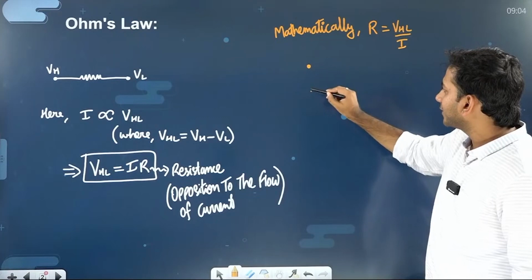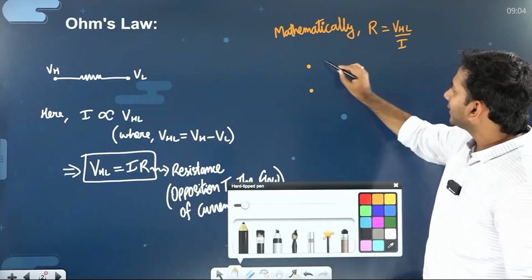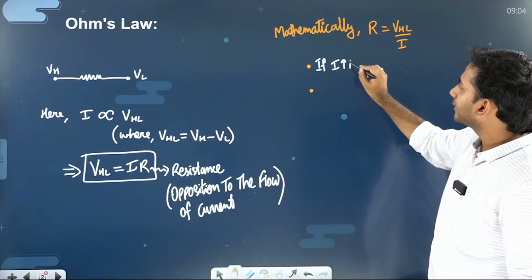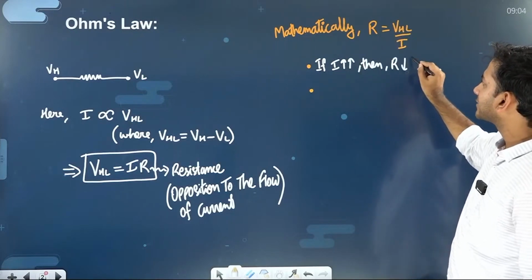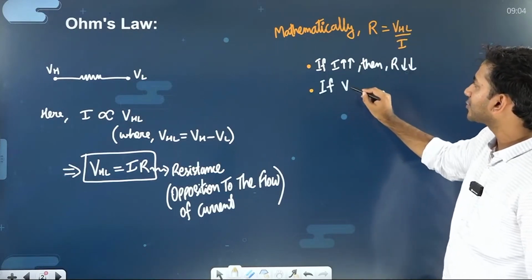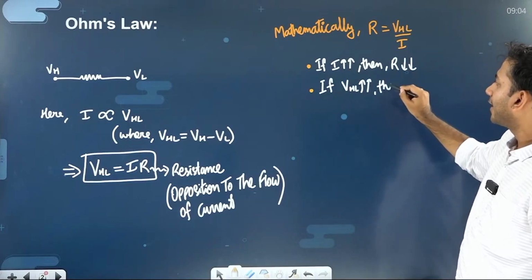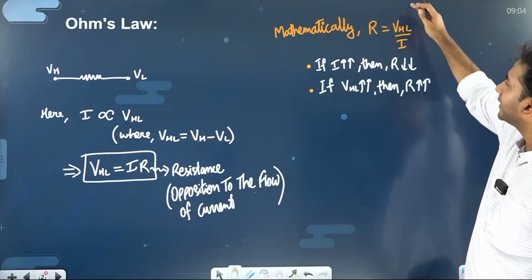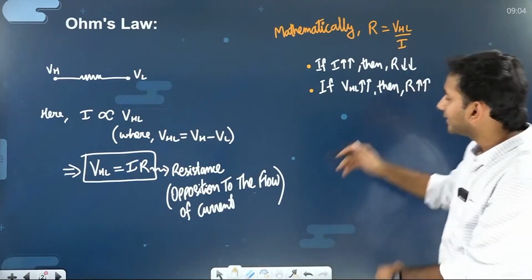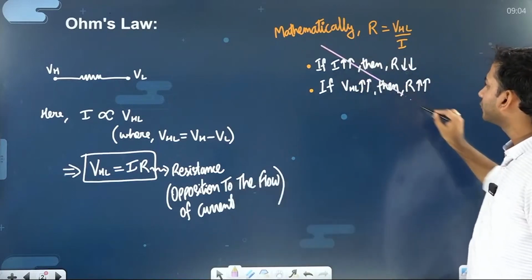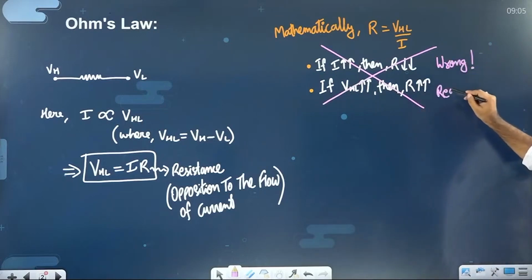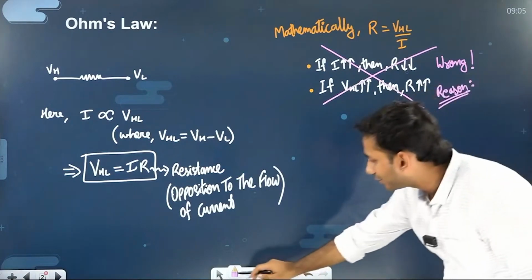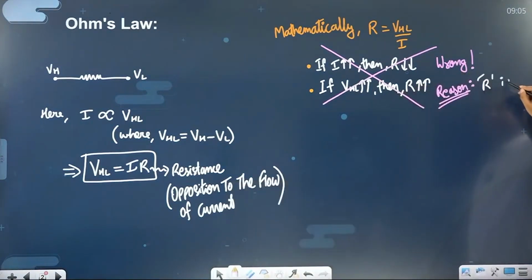Generally it seems that if I increases, then mathematically R will decrease. And if VHL increases, then R will increase. If the numerator increases, the fraction value increases. If the denominator increases, the fraction value decreases. But all of this is wrong. The reason is that resistance is a constant of proportionality in Ohm's law.